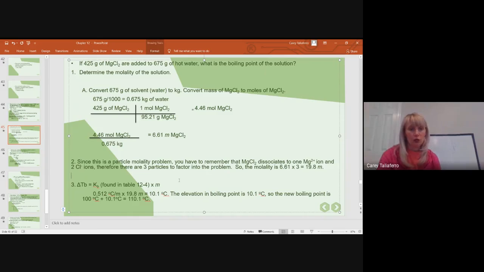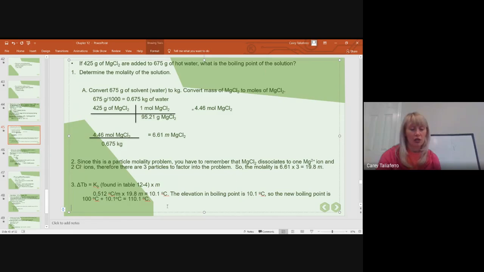All right. So now that I have my molality, and it's the particle molality, I fill in my formula. K_b, which I look up on the table for water, 0.512. My molality based on the number of particles in the water, 19.8. And I get 10.1 degrees Celsius.